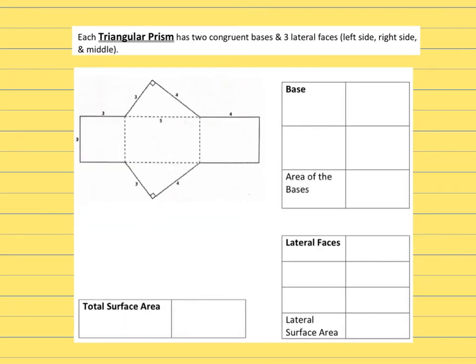Now the other type of prism that we're going to be learning about is the triangular prism. It also has 2 congruent bases, but instead of 4 sides, it has 3. It has a left side, a right side, and then the middle. Okay, I'm going to review how to find the area of a triangle. It is base times height and divide by 2.